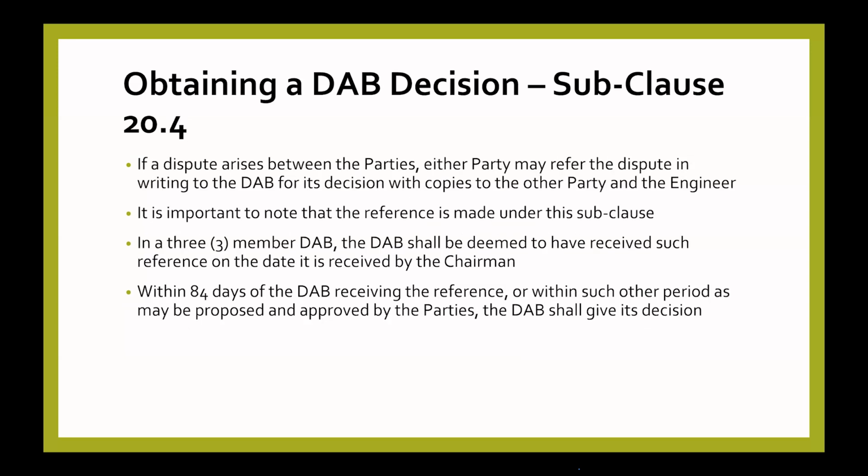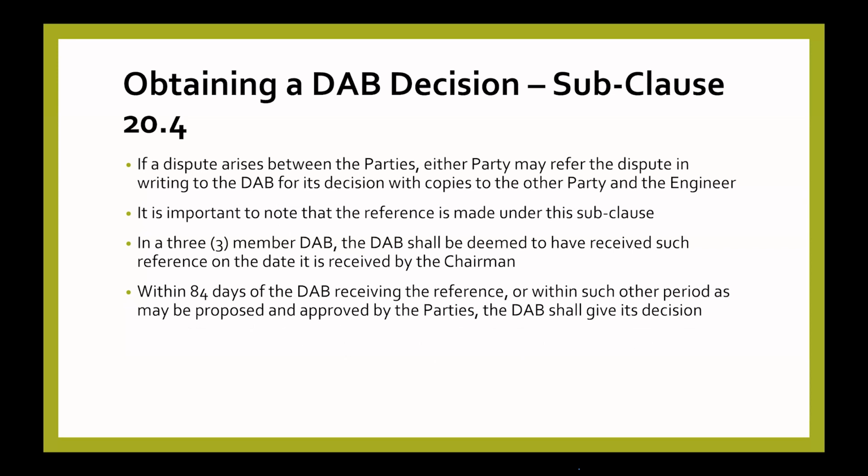So when a dispute arises between the parties, either party may refer the dispute in writing to the DAB for its decision, with a copy to the other party and the engineer. So the reference must be made under this subclause. If it's a 3-member DAB, when the chairman receives it, it's deemed as having been received, and the DAB is mandated to give a decision within 84 days.